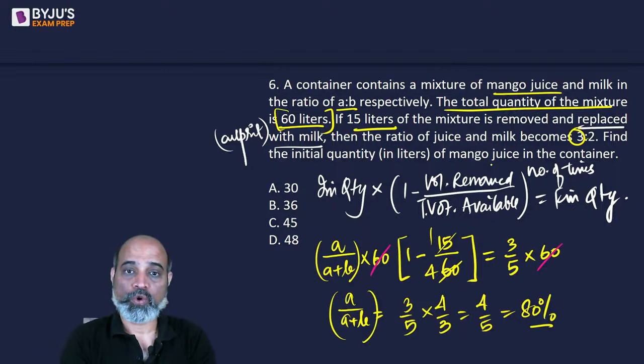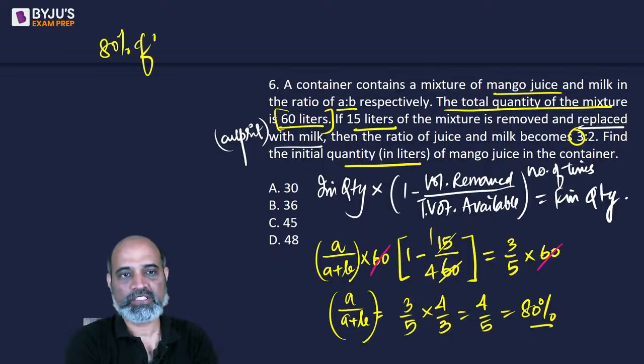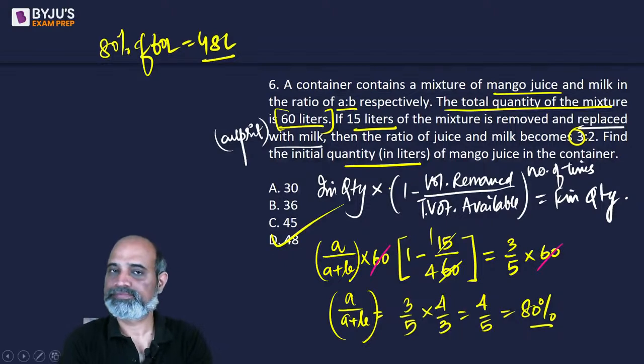So what is the quantity of mango juice? It's going to be 80% of 60 liters. 8 into 6, 48. So 48 liters. So this is the formula on replacement, right?